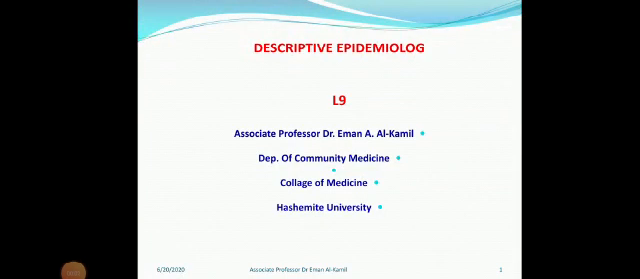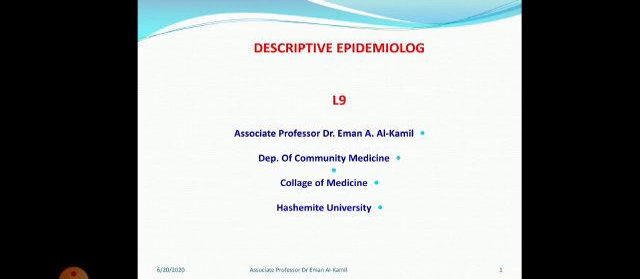In this lecture, we are going to discuss descriptive epidemiology. In the previous lecture, we have already mentioned the definition of epidemiology as the study of the occurrence of the disease, by which we mean the frequency of the disease, determinants of the disease, and distribution of the disease in the community in order to propose preventive measures. And we mentioned that there are two types of epidemiology: descriptive epidemiology and analytical epidemiology.